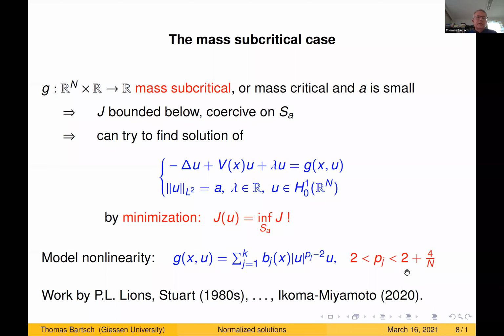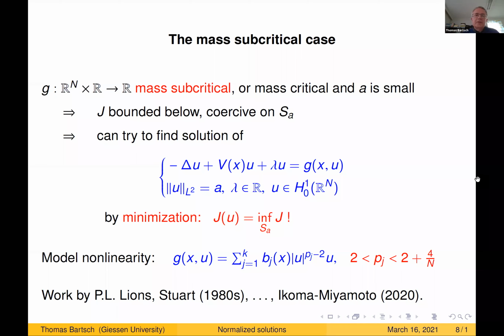And for this minimization, there is work already in the 1980s by Lions and Stuart, also for more complicated problems. But even up to now, it offers interesting challenges. Precisely for this problem, Ikoma and Miyamoto wrote a nice paper where they found conditions on G, for a relatively general class of G, being mass critical. And they found conditions on V, so that V(x) converges towards 0 quite fast, like 1 over the norm of x, I guess, at least, so that this infimum is achieved.